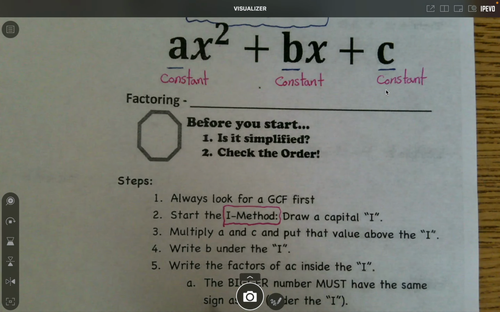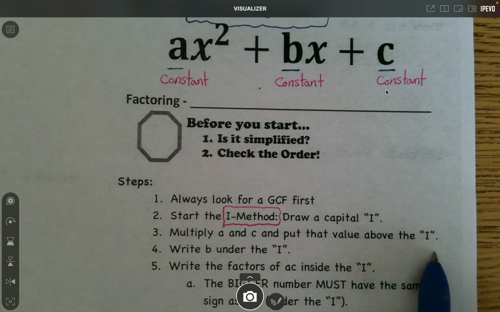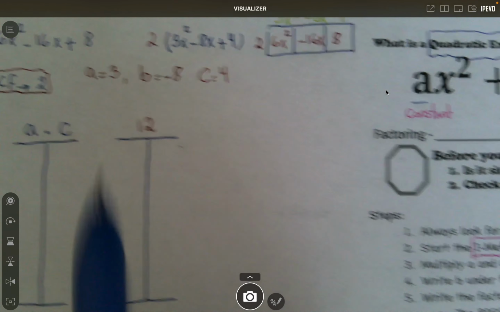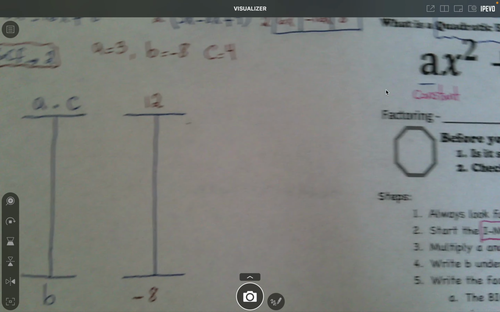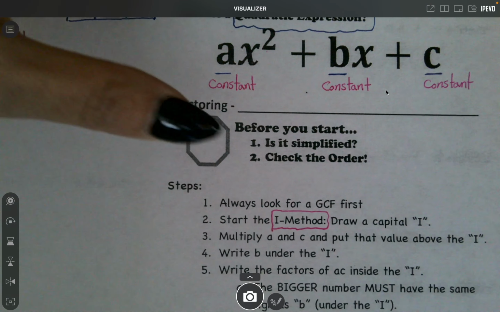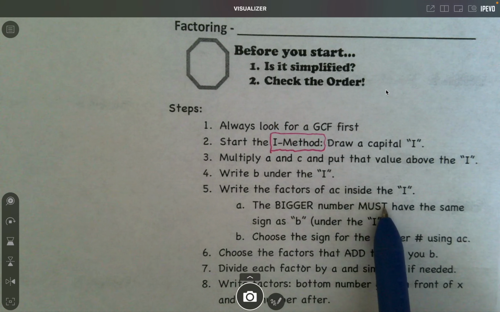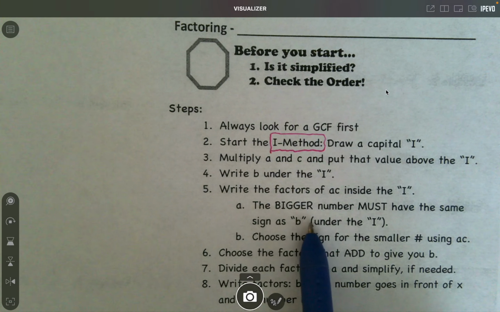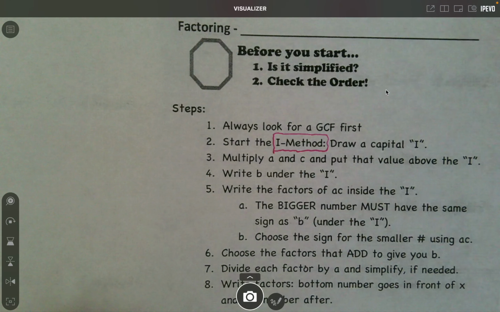Now, it says multiply a and c and put that value above the I, which we did, which is 12. And then write b under the I, which we did, and it's -8. Then it says write the factors of AC inside the I. The bigger number must have the same sign as b under the I.